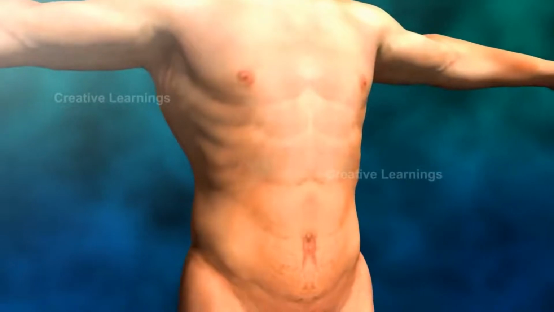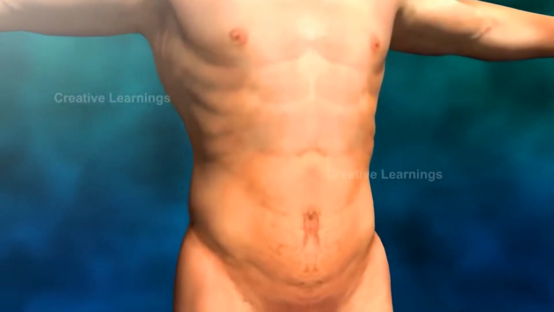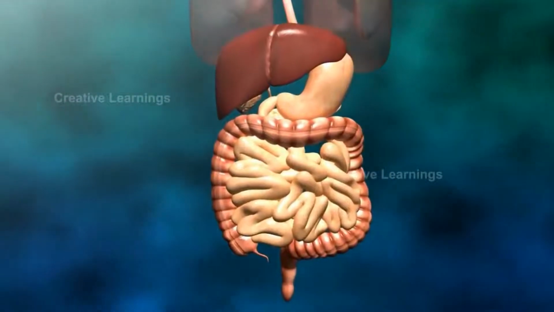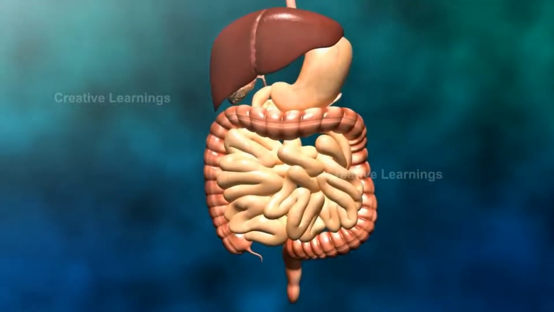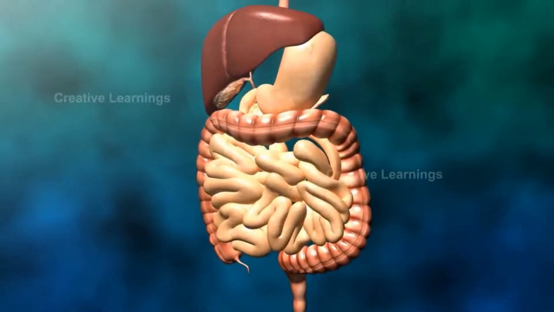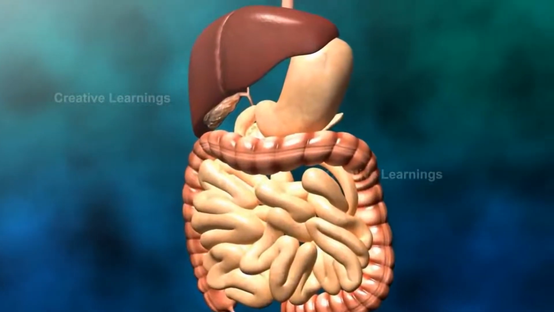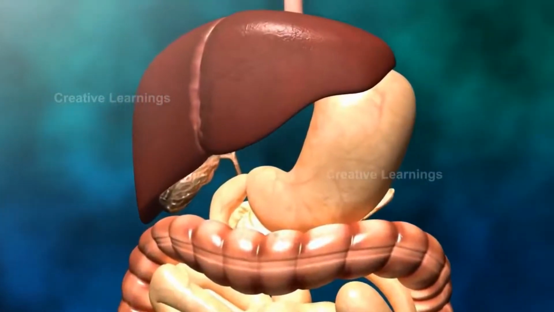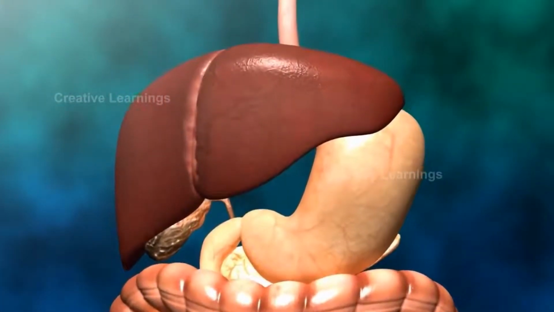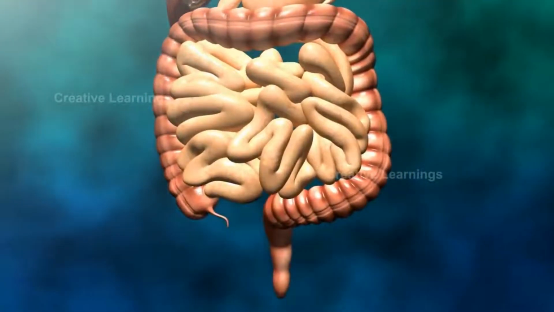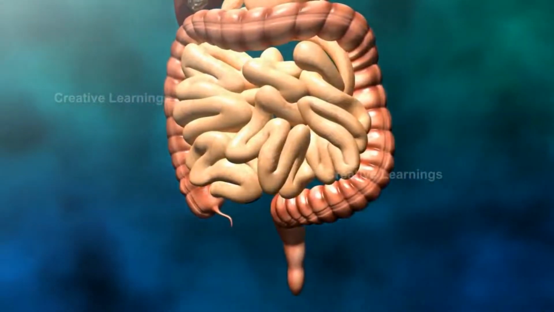So let's begin with whole organisms and work down to the molecular level. Organisms are made up of organ systems, such as the digestive system pictured here. Each of these organ systems is comprised of individual organs which work together in a coordinated manner. The organs such as liver, stomach, small and large intestines are a part of the digestive system.